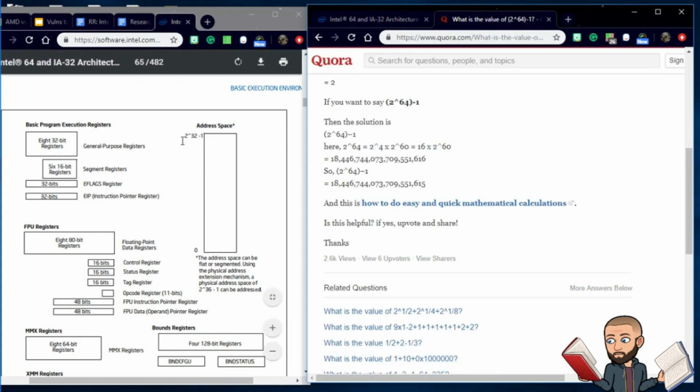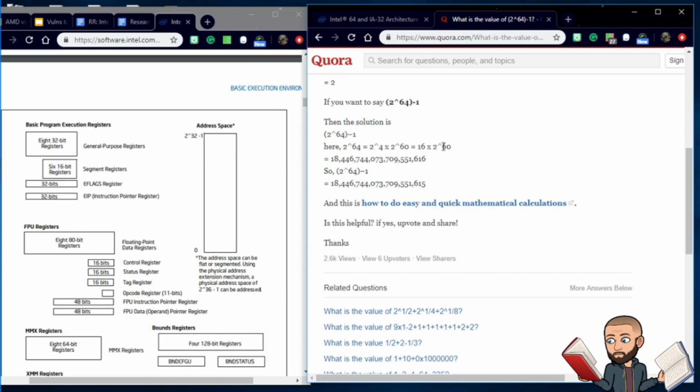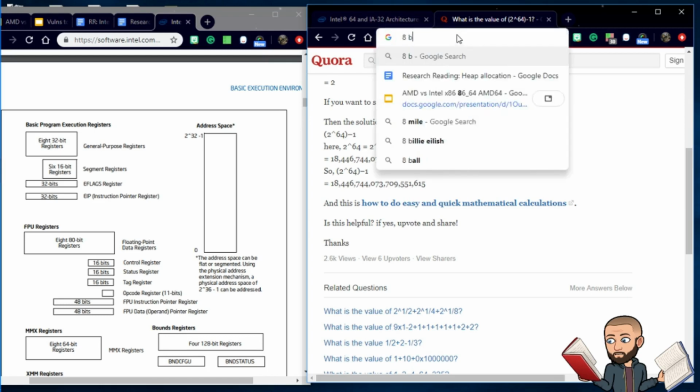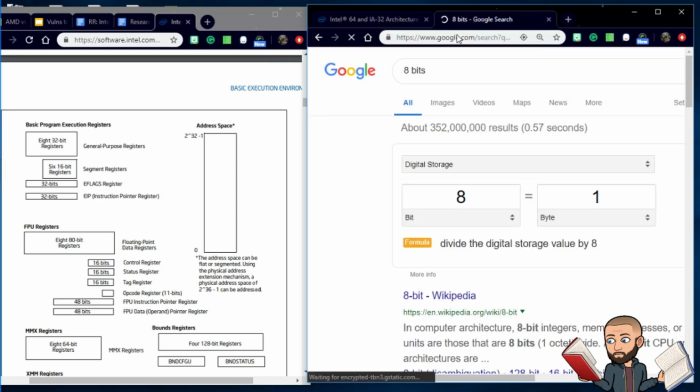Oh, and also, this is not a 2 to the 64, it is a 2 to the 64 minus 1. So the number of addresses that can be stored is actually this number, with the last digit being 15 versus up here, if you just did 2 to the 64th, it ended in a 16. Which makes sense even if you boiled it down to bits. Right here I'll type in 8 bits.